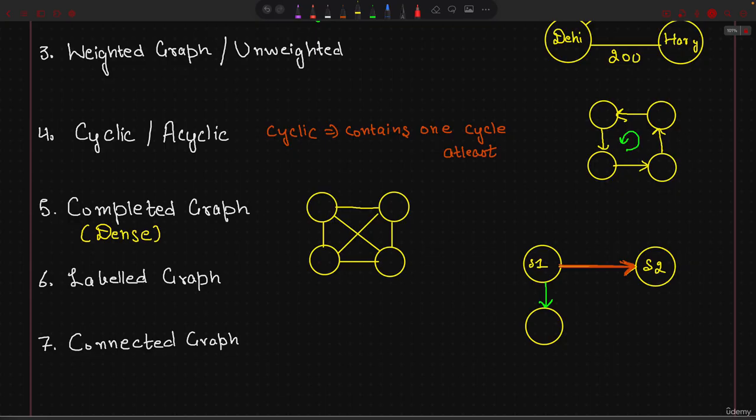Now the last one is a connected graph. So a connected graph is a type of graph where each vertex or a node has a path to reach from one to another. Okay. So what does that mean in simple language? That from a particular node or a vertex, you should be able to reach the other node or a vertex. It should all be connected. Okay.